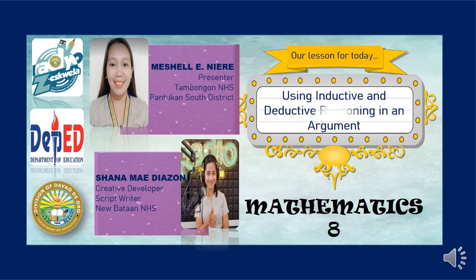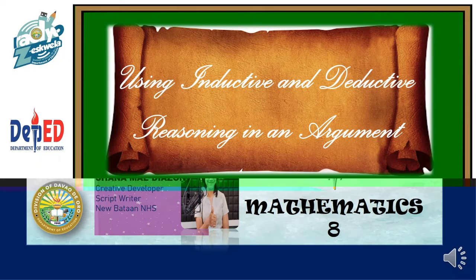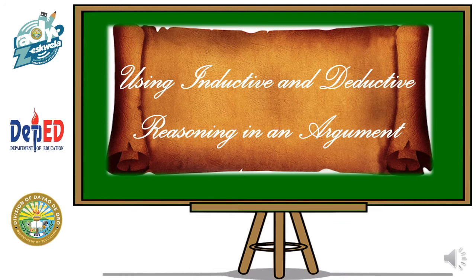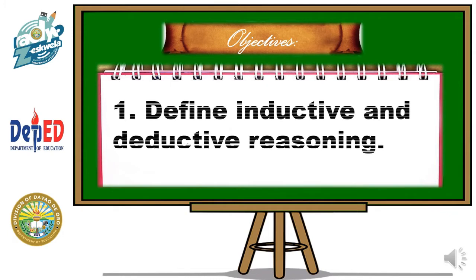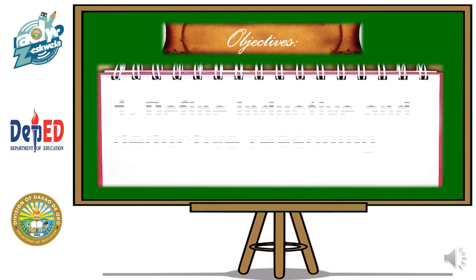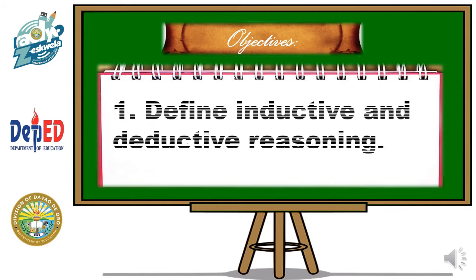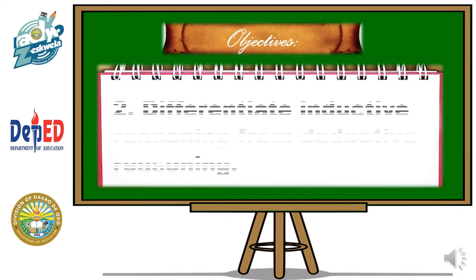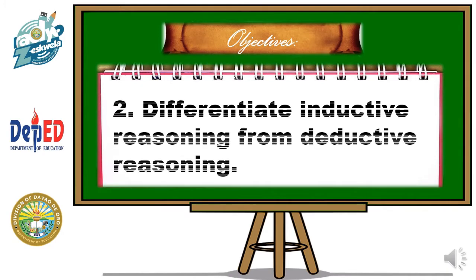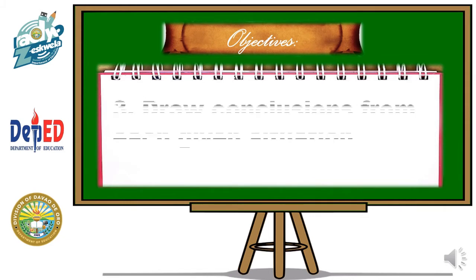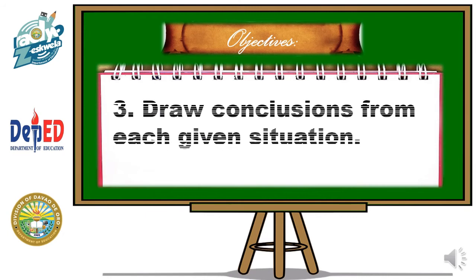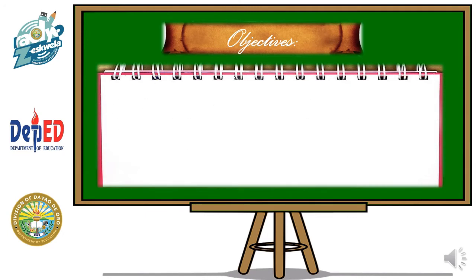Listen and understand carefully, and let us have a wonderful day of learning using inductive and deductive reasoning in an argument. At the end of the lesson, you will be able to: 1. Define inductive and deductive reasoning. 2. Differentiate inductive reasoning from deductive reasoning. And 3. Draw conclusions from each given situation.